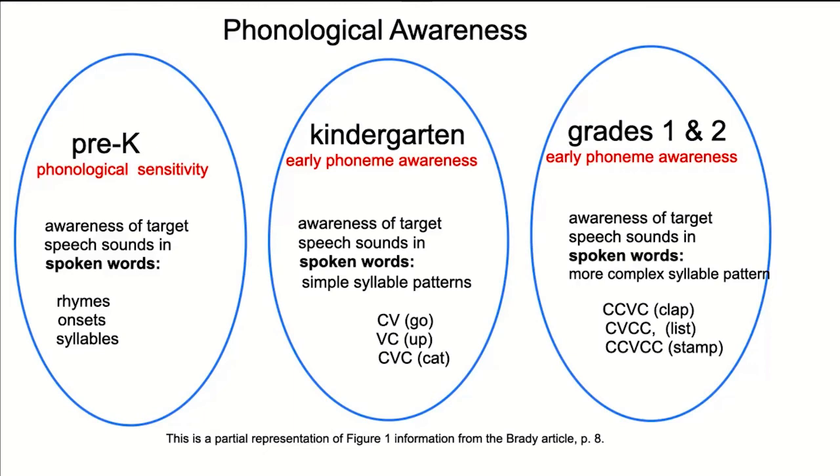In kindergarten, phoneme awareness enters instructional components. So the sounds that you first work with are in simple syllable patterns like go, which is consonant vowel, up, you see, and cat. And in grades 1 and 2, more complex early phoneme awareness skills are taught in spoken words. And you see there, the C's representing consonants, V is vowel, and you see how the word gets longer and includes more sounds from the individual letters.